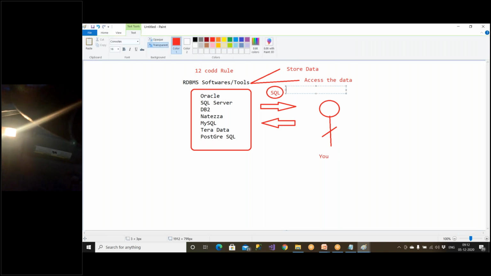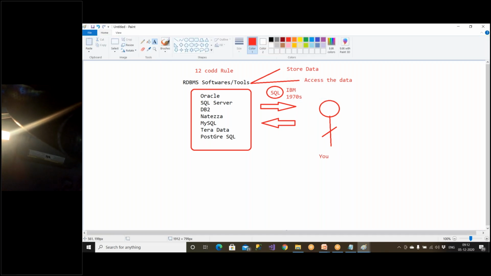It was given by IBM people in the 1970s, to store data into RDBMS software and to retrieve the data from RDBMS software. Clear? So if people ask you, do you know Oracle? That time you say, no, I don't know Oracle, I know DB2 or I know Netezza. If somebody says, do you know SQL? Yes, if you know PostgreSQL, Teradata, MySQL, Netezza, any one of them, that means you know SQL.